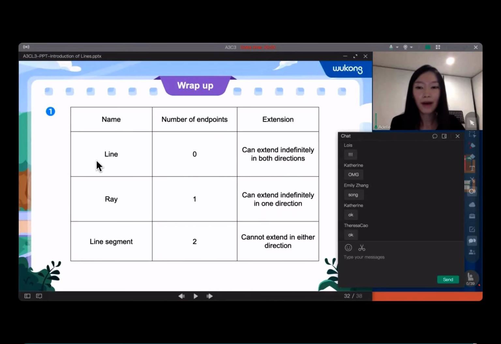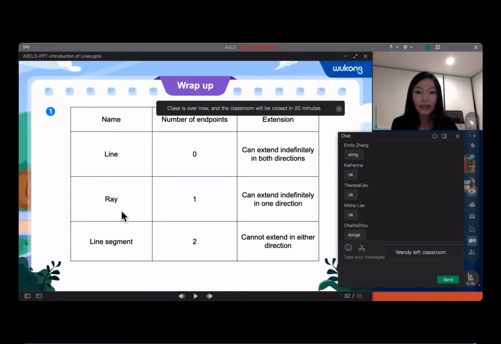So we're going to wrap up. Just to summarize, we looked at lines, rays, and line segments. For the line, we need to remember that there are no endpoints, and it can extend in both directions. And for a ray, we're going to have one endpoint, and it will extend in one direction only.